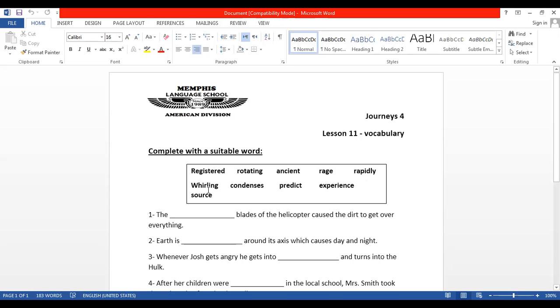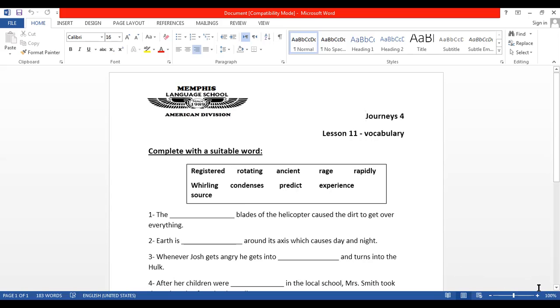Whirling, to spin very quickly and strongly. Condense. Remember when water vapor turns into drops of water? Perfect. Predict, which means to think something is going to happen. Experience, to feel and see the effect of something. Source, which means where something comes from.